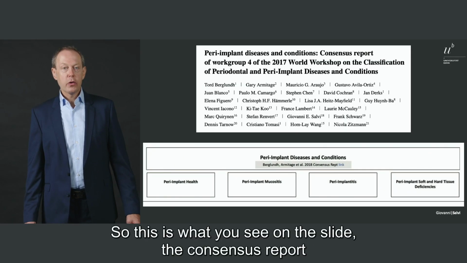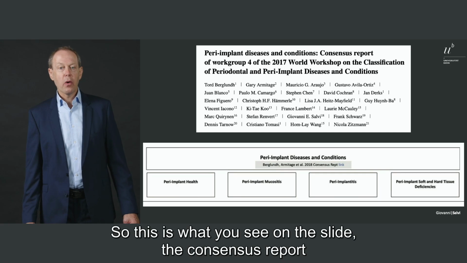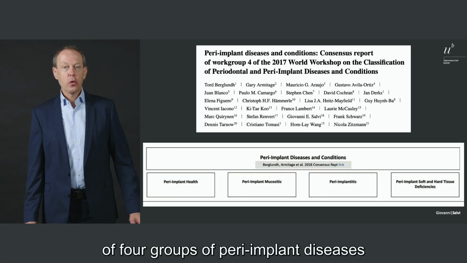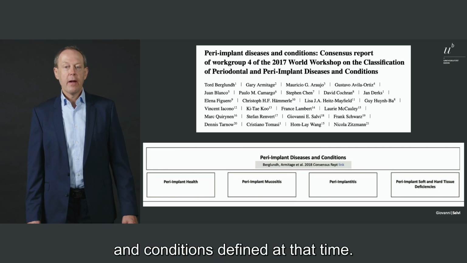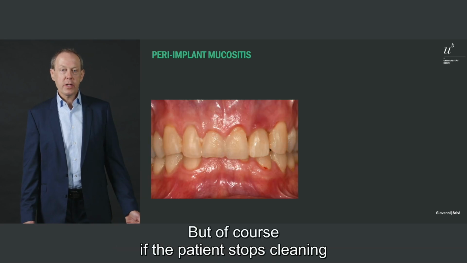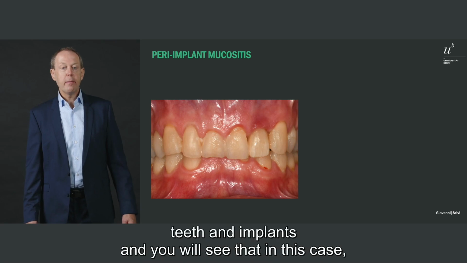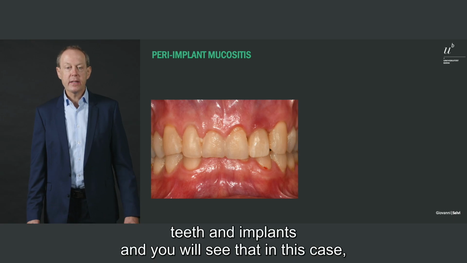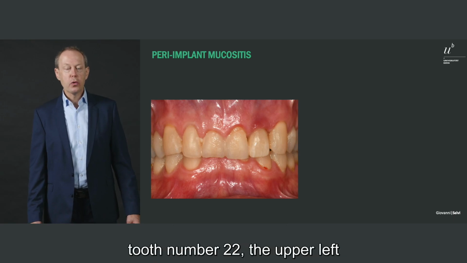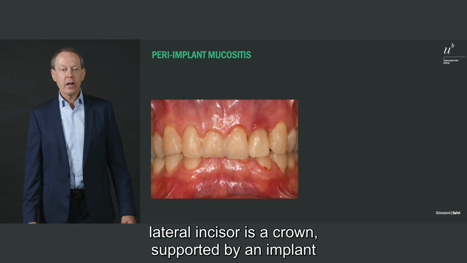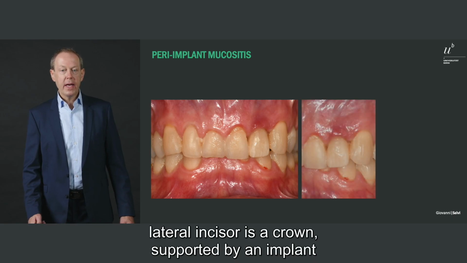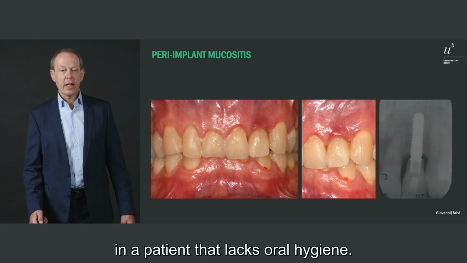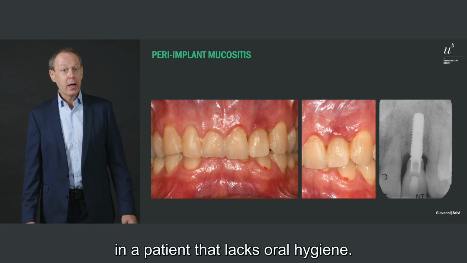So this is what you see on the slide, the consensus report of 4 groups of peri-implant diseases and conditions defined at that time. But of course, if the patient stops cleaning teeth and implants, and you will see that in this case, tooth number 22, the upper left lateral incisor, is a crown supported by an implant in a patient that lacks oral hygiene.